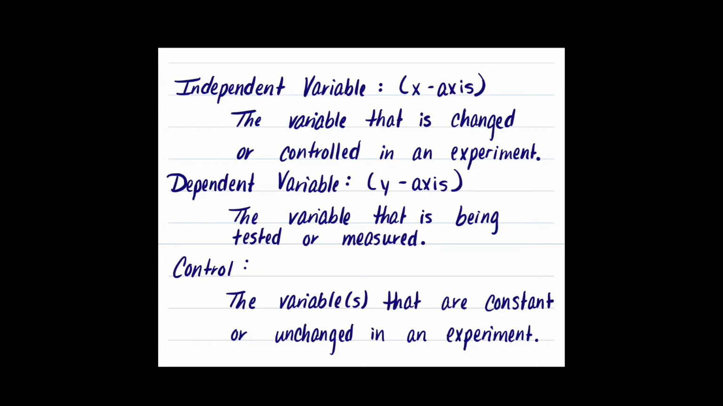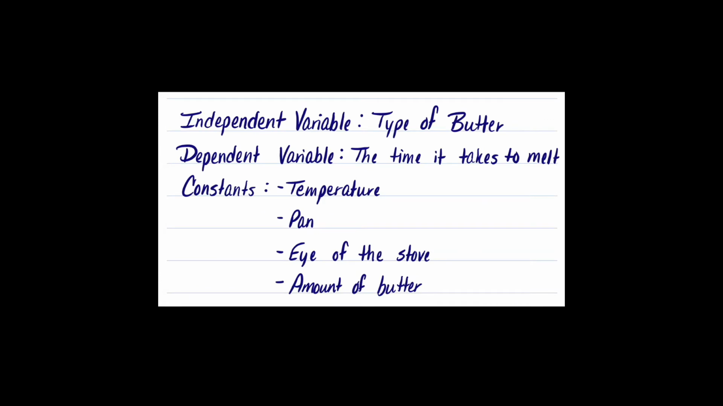Every experiment needs to be controlled. The variables that are constant or unchanged in an experiment are considered to be controls. So now we have to look at our experiment. If we are melting butter on the stovetop, what would be our independent variable? Well, that would be our type of butter. That would be the Blue Bonnet butter and the Country Crock.